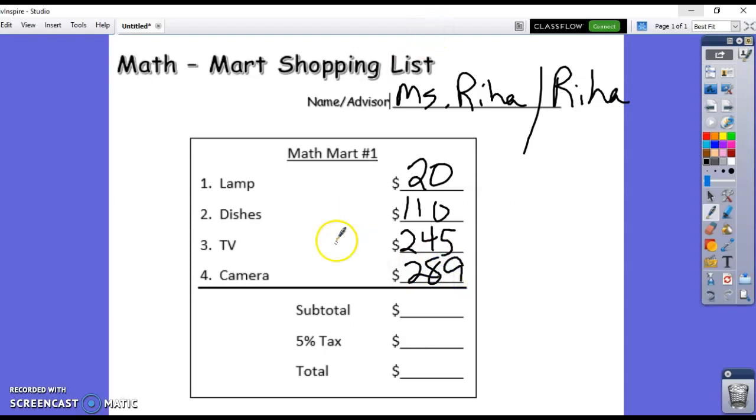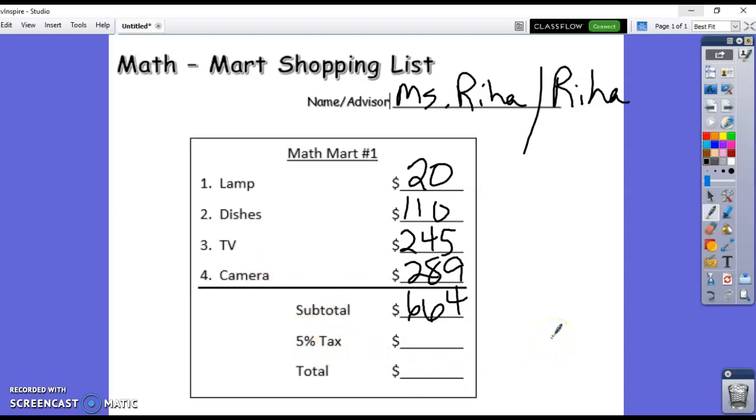And then once I get all of my items on my list filled out with the prices, I'm going to add them up to get my subtotal. So my calculator, I'm going to put 20 plus 110 plus 245 plus 289. And when I do that, I think I get 664. So I'm just going to double check that really quick. So I have 20 plus 110 plus 245 plus 289. Yes, I get 664.